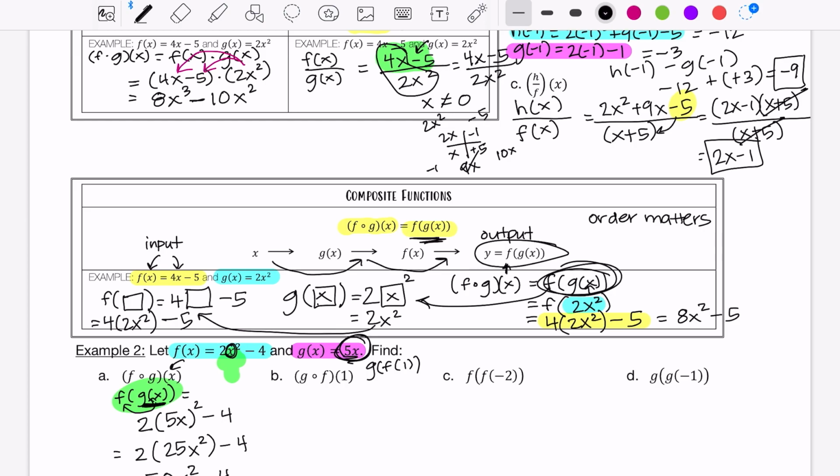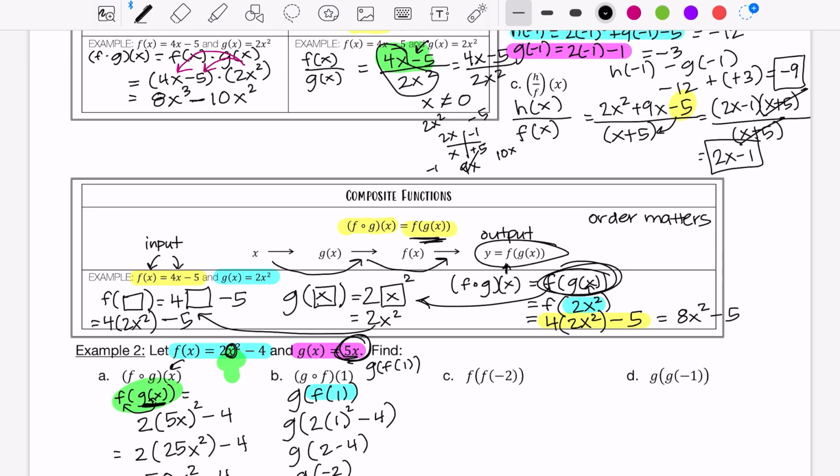Okay, next one. These ones are kind of cool. There are lots of different ways to do this. So we'll start with g of f of 1. Now what we have to do is plug 1 into the f function. So we have the 2 from the f function, and then the input for x is 1, and it's being squared, and then we subtract 4. Let's simplify the inside of that. 1 squared is 1, so that's 2 minus 4. When we simplify all that, we get g of negative 2. And you know how to find g of negative 2.